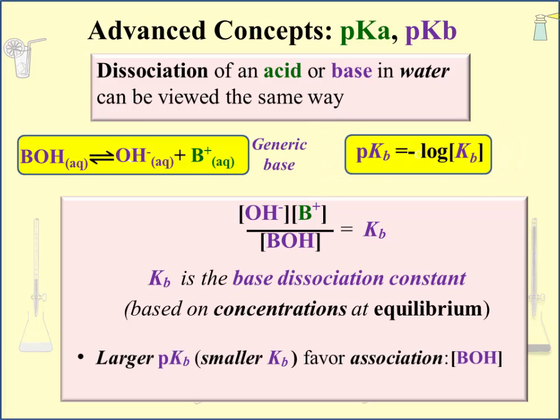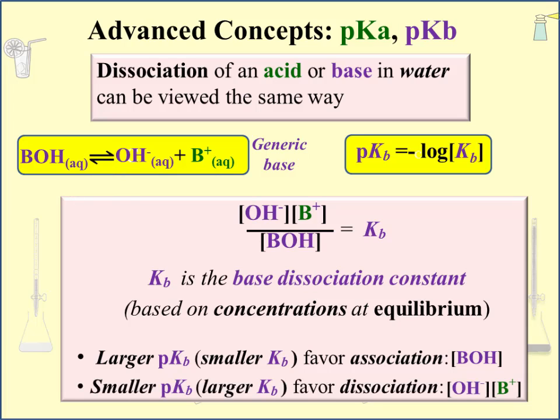For bases with larger pKbs, that's when Kb is small, like with ammonia, the reaction favors association, reformation of the base. The larger reaction arrow is towards the reactant. For bases with smaller pKbs, that's when Kb is larger, the reaction favors dissociation, formation of ions. The larger reaction arrow is pointed towards the products.